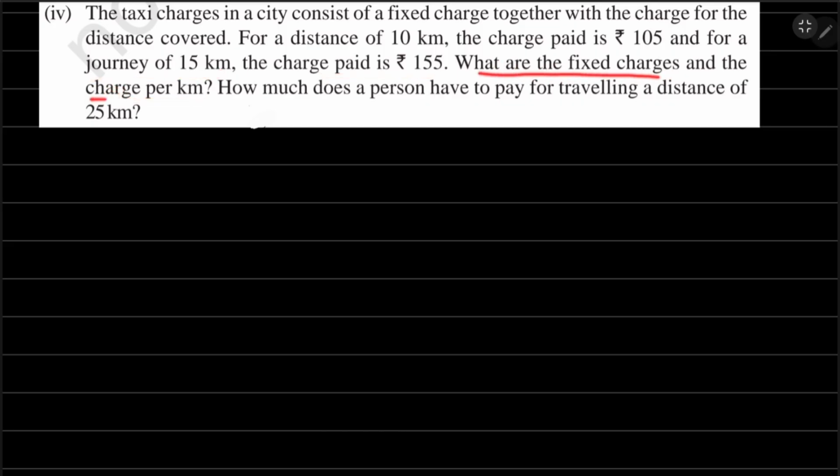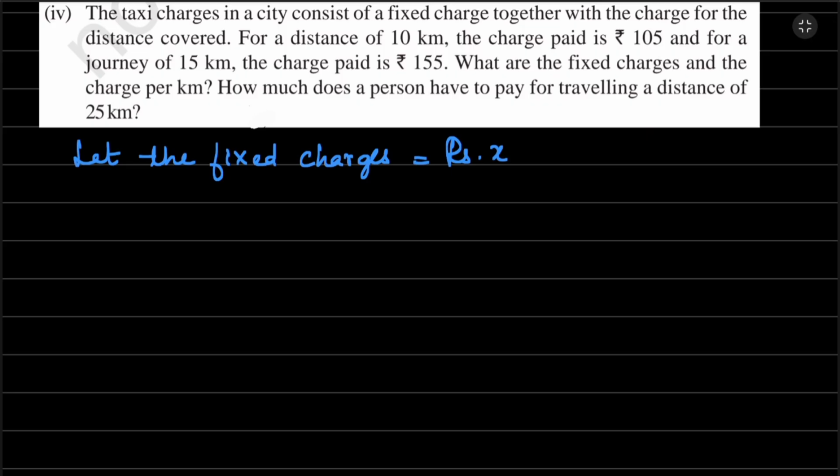So as I told you, whatever is asked, you can take it as your variable. So write, let the fixed charges be denoted by rupees X. That means however many kilometers you travel, the fixed charge is always a component in your total charge. Okay, fixed charges you have to pay. Let it be rupees X, and let the charges per kilometer be rupees Y. Okay, this is a variable. So the more kilometers you travel, you'll have to pay more charges per kilometer.